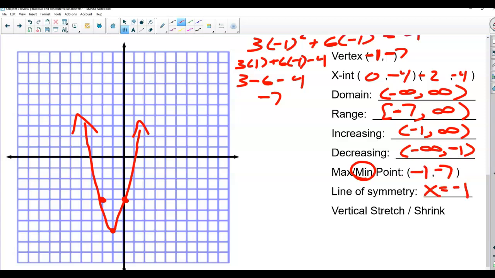My line of symmetry is x equals -1, and my a is greater than 1, and I think it certainly looks it with the graph. The graph has vertical stretch.